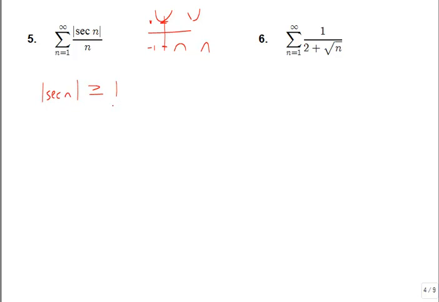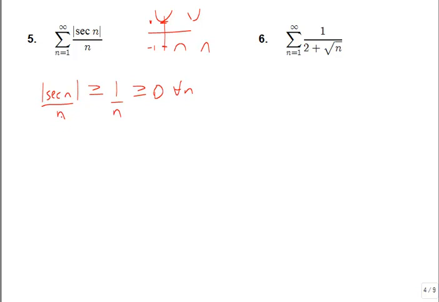So what we could do then to get this particular series is divide both sides by n. And since n is positive, that's not going to flip around our inequality symbol. So this inequality is still maintained. So the absolute value of secant of n over n is greater than or equal to 1 over n, and both of these are obviously going to be positive for all n.